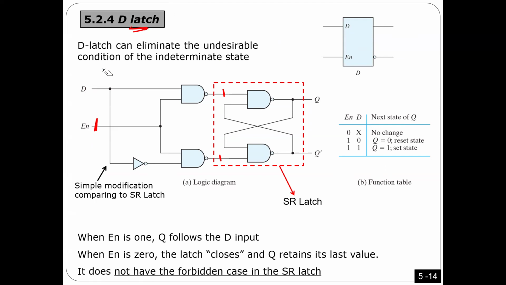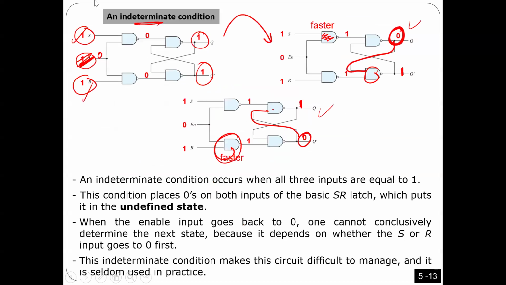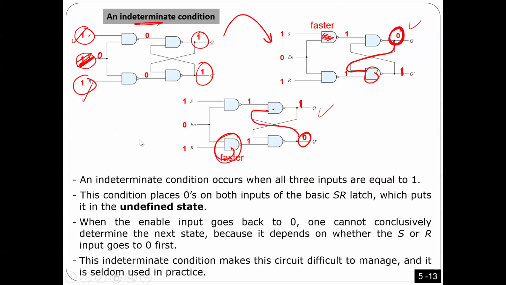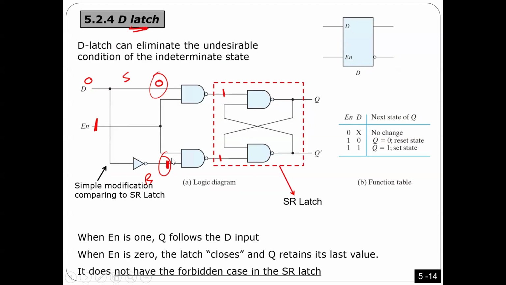Let's see. If D is 0, this one becomes 0 and this one is 1 because we put an inversion here. If this one was S and this one was R, that's what I did here: NAND with S and NAND with R. So now you have 0 and 1, and you know this part is active high. So now it becomes a reset. So when D is equal to 0, I'm going to store 0.